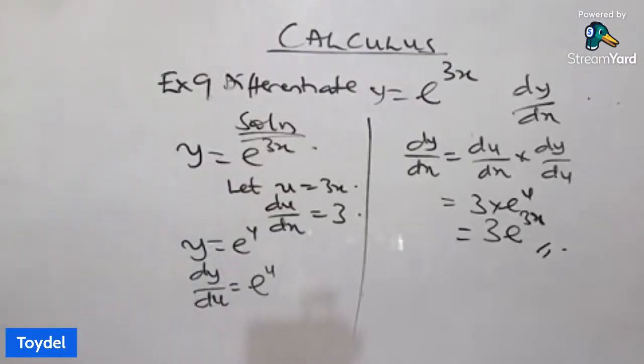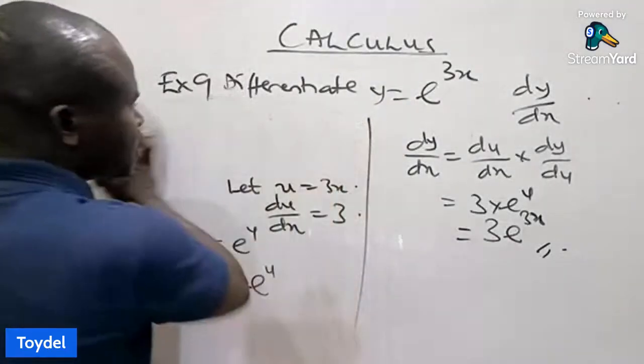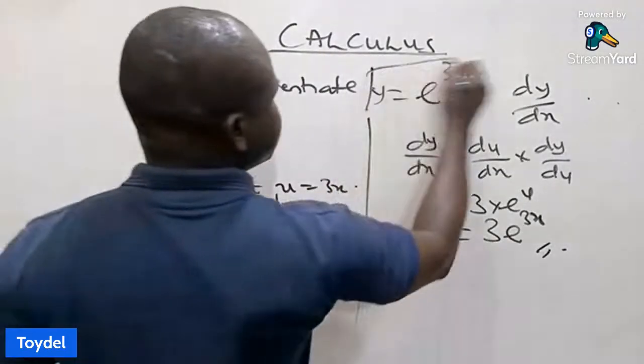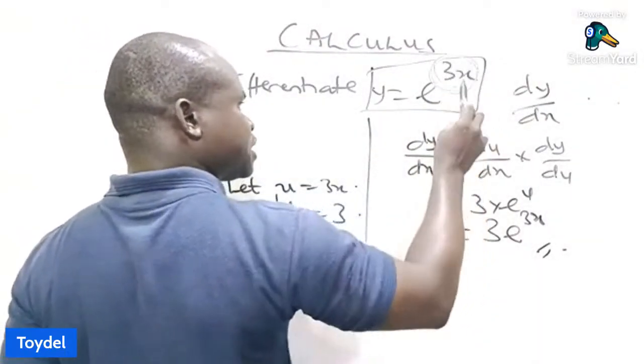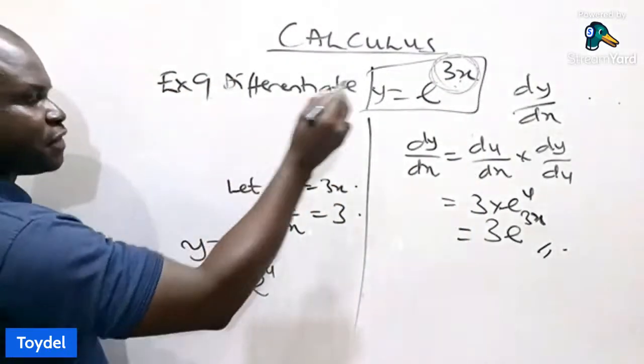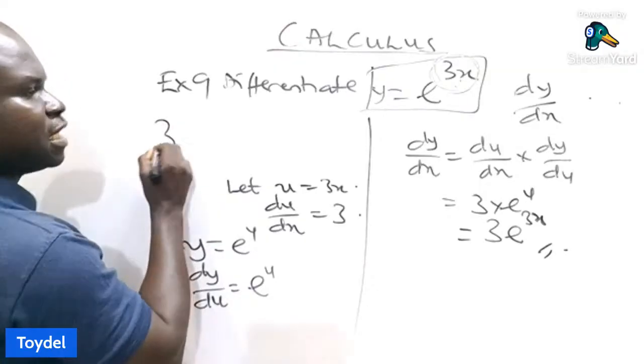But for a multiple choice question, you don't need to go through all this process. What is expected is that if you are given this question as you have it on the board, just differentiate what you have in the exponent. That is 3x. When you differentiate 3x, you are going to get 3. Then you write what you have.